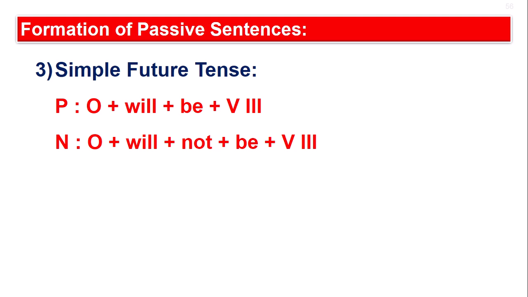So let's come back to our lecture today, and simple future tense positive and negative formulas are there on your screen at the moment. Positive is object plus will plus be plus past participle form of the verb, that is verb 3 we call it. Negative, object plus will plus not plus be plus past participle. So verb 3 means the past participle form of the verb.